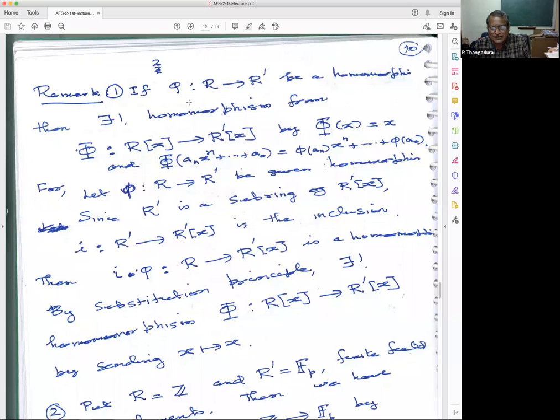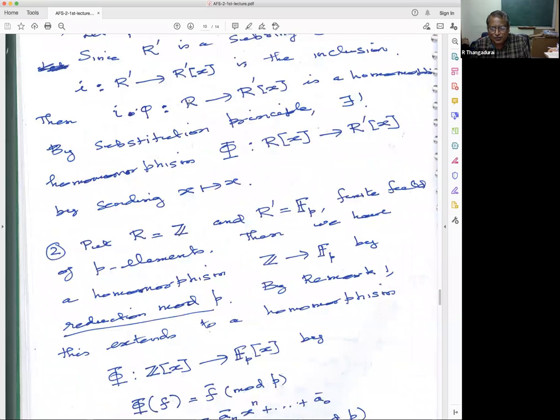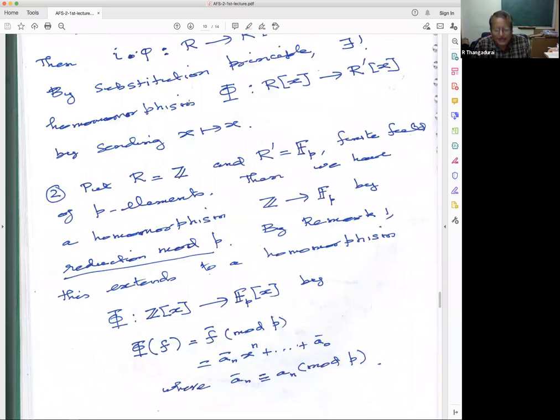We apply this to one example. So we take capital R to be the ring of integers Z, and capital R prime to be the finite field FP. FP is Z modulo PZ. P is a prime number. It's a finite field of P elements. So we have a ring homomorphism. What is the ring homomorphism from Z to FP?